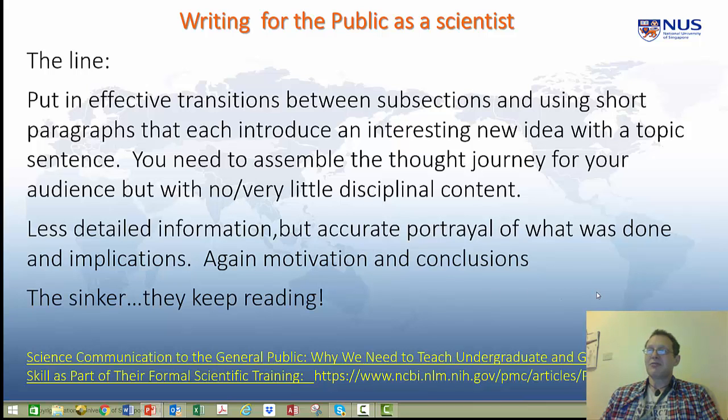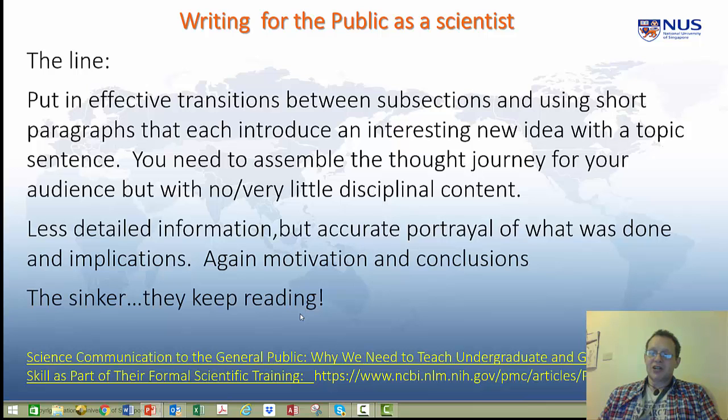Much less detailed information, but an accurate portrayal of what was done and the implications of what was done. Again, motivation and conclusions. And the sinker is, of course, that they keep reading. Now, let's look at just one example.